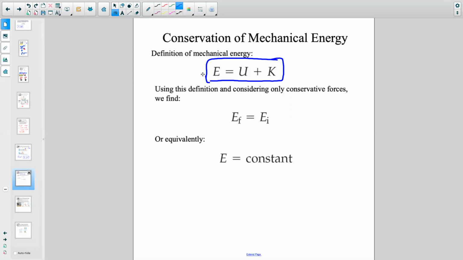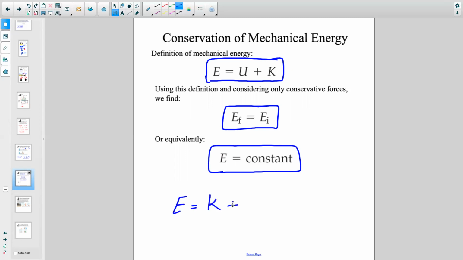If you don't have a non-conservative force, for example friction or air resistance, if those are absent from the problem that you're solving, then final and initial mechanical energy should be the same. Or in other words, E is constant. They can change to one another. For example, if you have E being K plus U, if potential energy increases, then your kinetic energy will decrease to keep this E as a constant value.